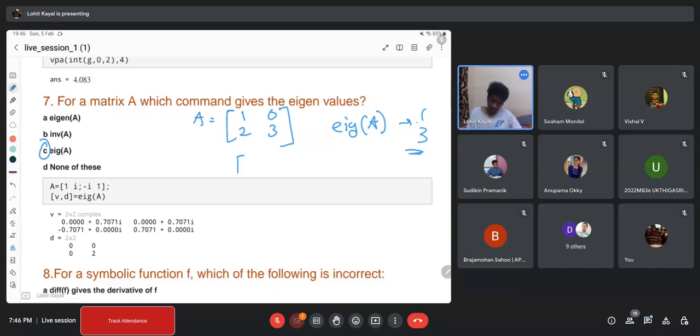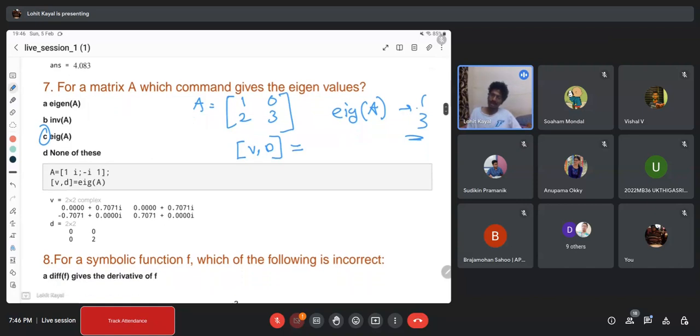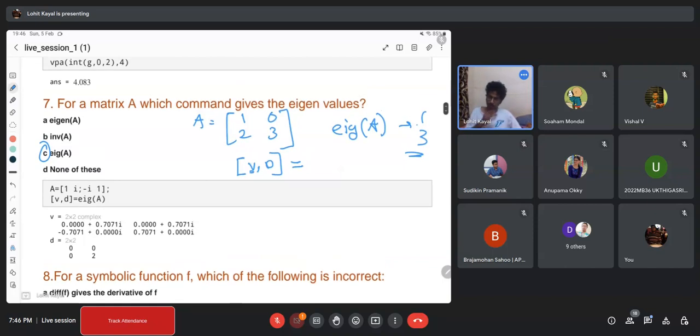Now, if you write like this, B comma D, or you can write anything, A comma B, M comma N, P comma Q, anything. Just remember that it has to be some symbol, not any number. You can't write 1 comma 2 equal to something. Just write any variable, any kind of variable. Just don't write any number like here.